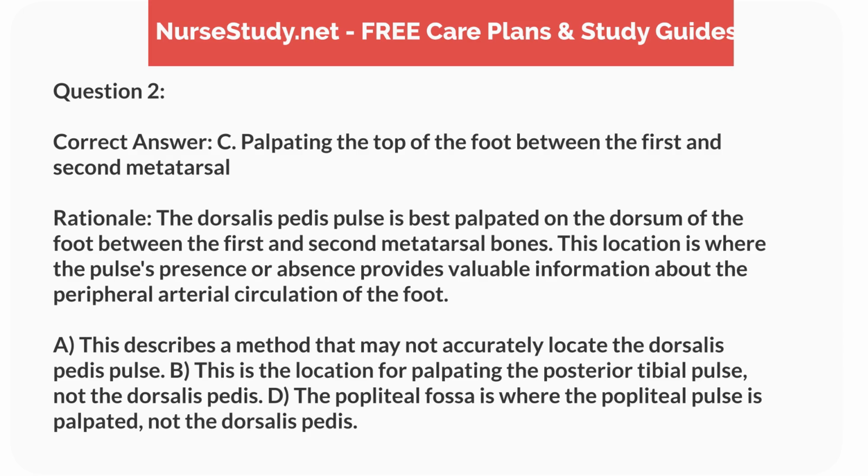Correct answer: C. Rationale: the dorsalis pedis pulse is best palpated on the dorsum of the foot between the first and second metatarsal bones. This location is where the pulse's presence or absence provides valuable information about the peripheral arterial circulation of the foot. A. This describes a method that may not accurately locate the dorsalis pedis pulse. B. This is the location for palpating the posterior tibial pulse, not the dorsalis pedis. D. The popliteal fossa is where the popliteal pulse is palpated, not the dorsalis pedis.